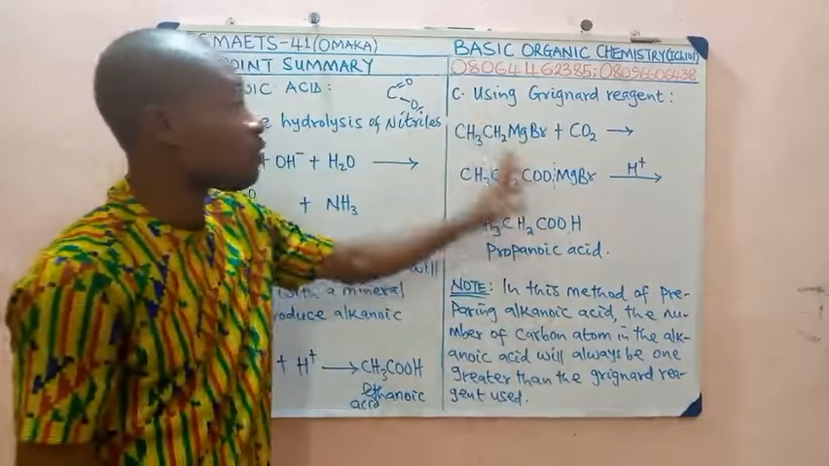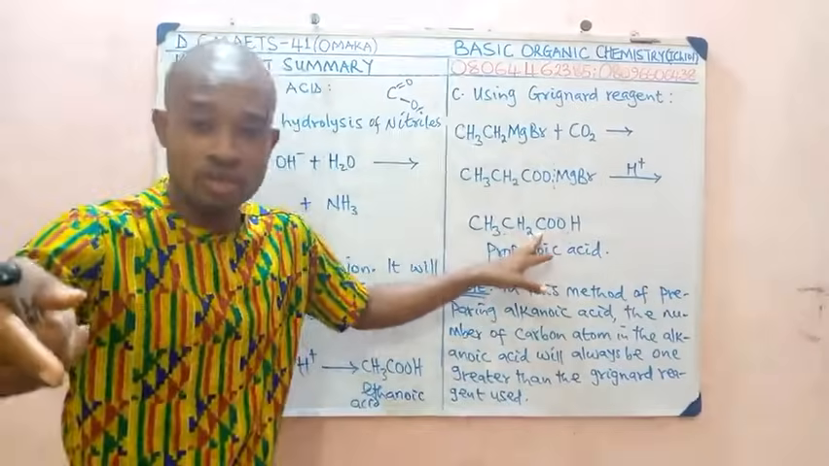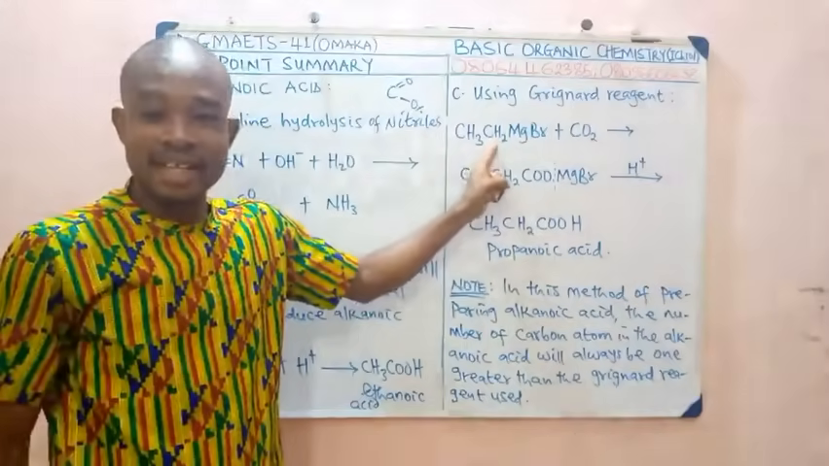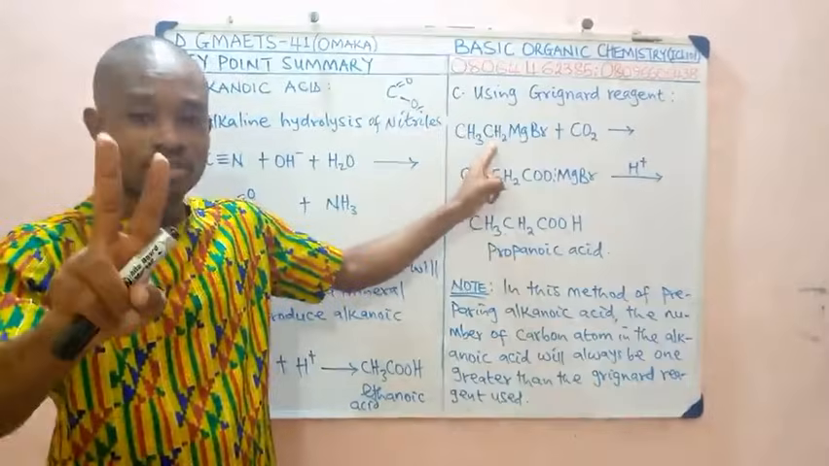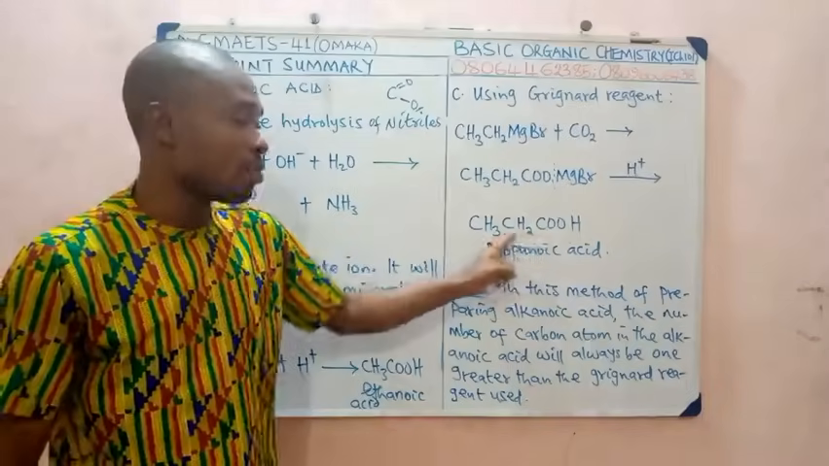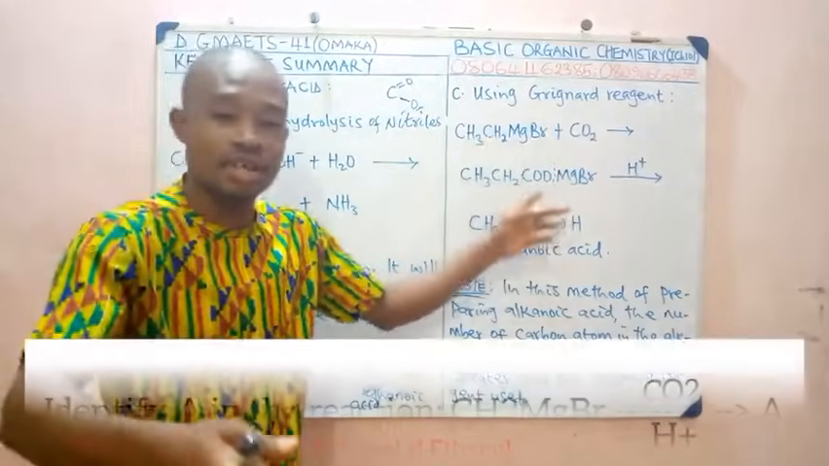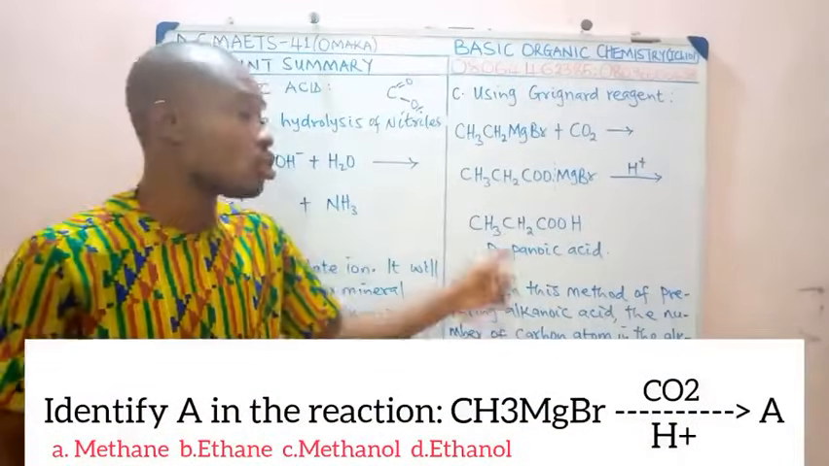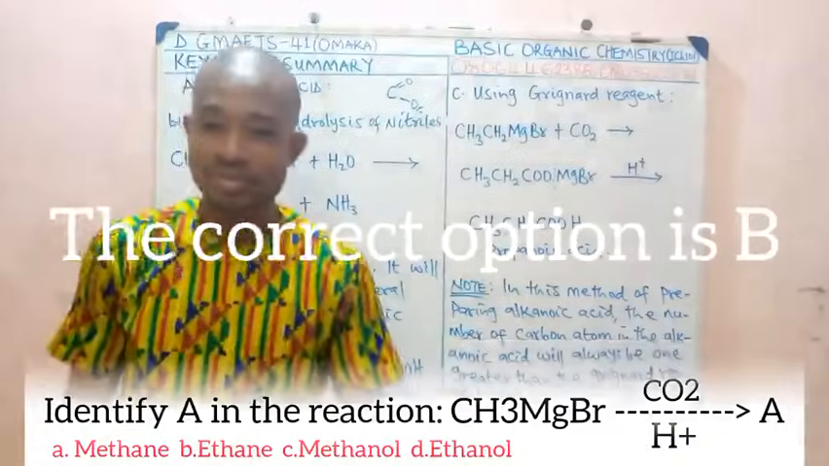In this method of preparing alkanoic acid, the alkanoic acid you obtain in your result finally is always one carbon atom greater than the Grignard reagent you used. How many carbons do we have in this Grignard reagent? 2. But in the final compound, how many carbon? 3 carbon, propanoic acid. So if you use ethyl Grignard reagent, you get propanoic acid. If you use butyl Grignard reagent, you get pentanoic, 5 carbon atom, alright? So that's how it goes.